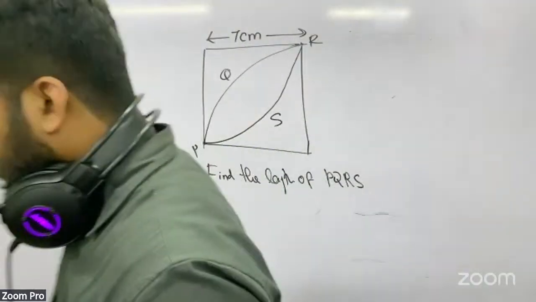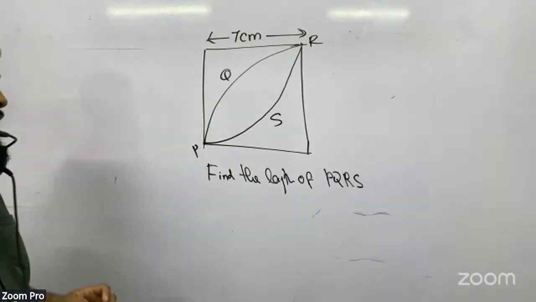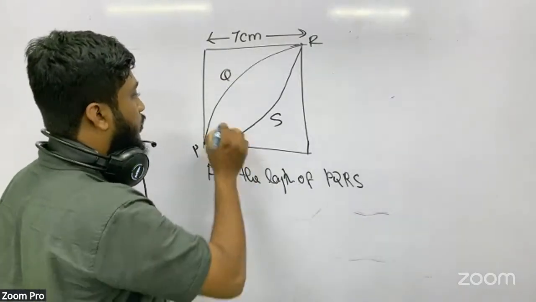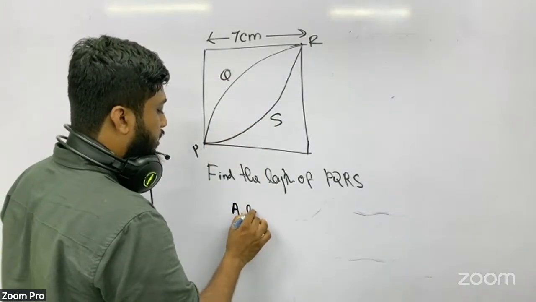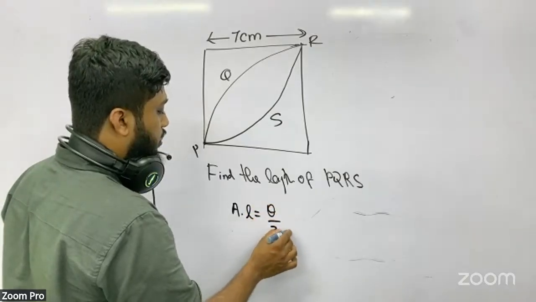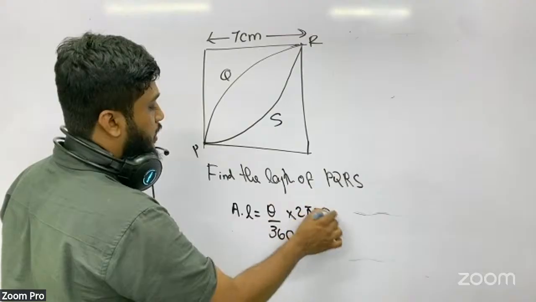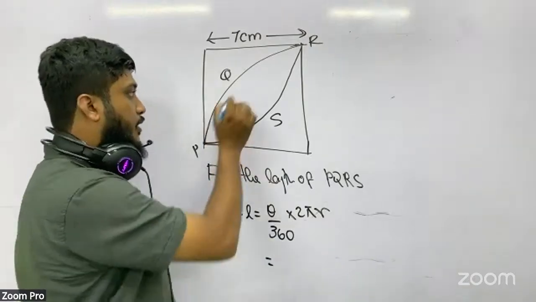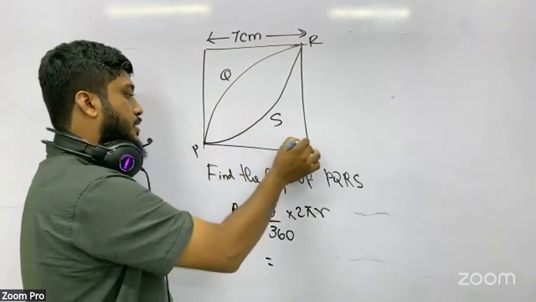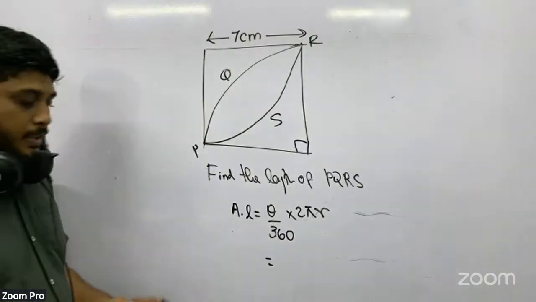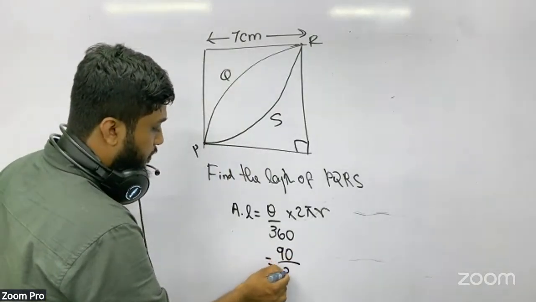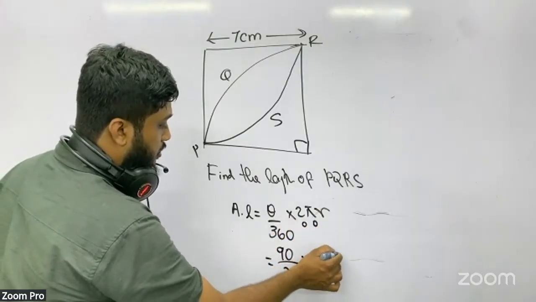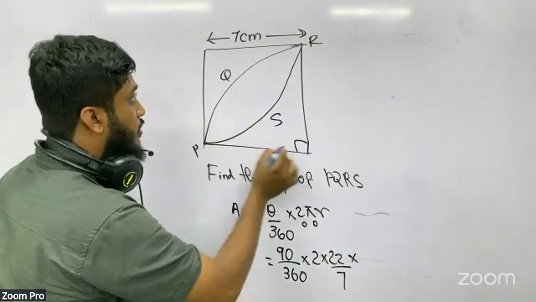Then we can write like this. Find the length of PQRS. Under this, I can write: now I have to find the arc length. Arc length is equal to theta over 360 into 2 pi r. How much is theta when I take one piece like this? Theta is 90 degrees. So I can write 90 over 360 into 2, and for pi, 22 over 7. For the radius I should write 7.